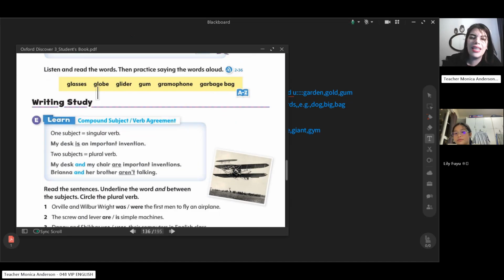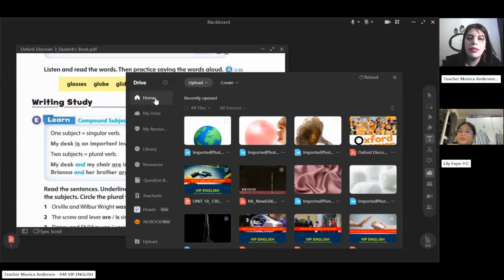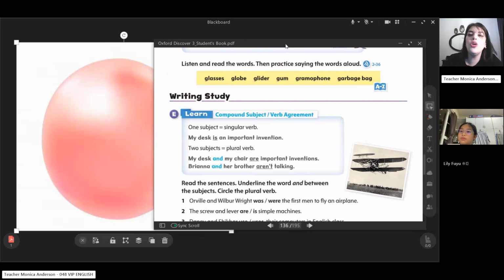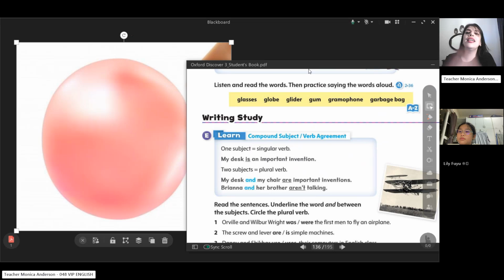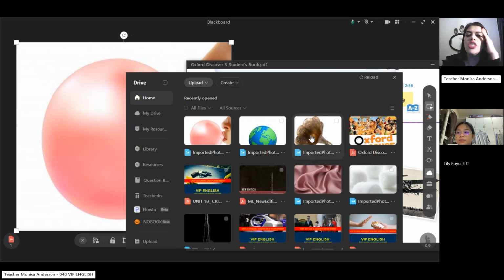So this one can be a glider. Like this one, a glider. This is a glider. Okay. And let me show you something else. What is gum? This is gum. Look, chewing gum. And of course, this part, look, this is gum too. So you have gum in your mouth and chewing gum. Two meanings.